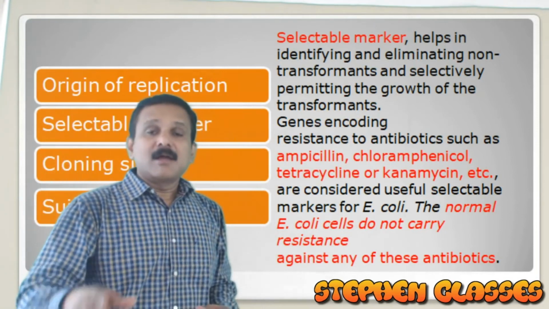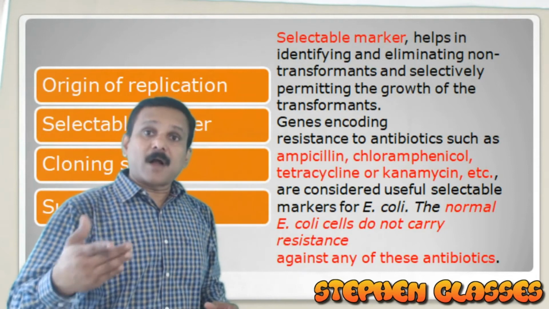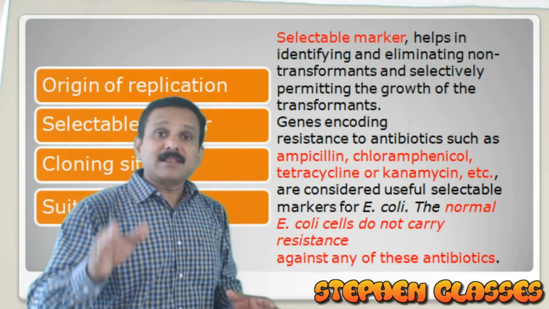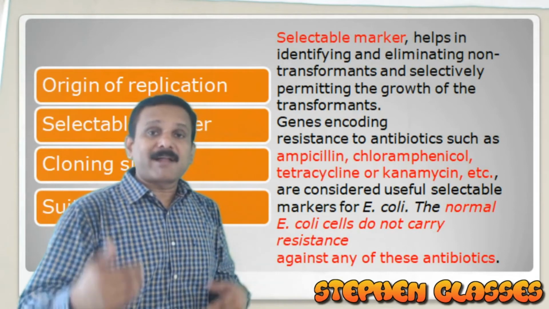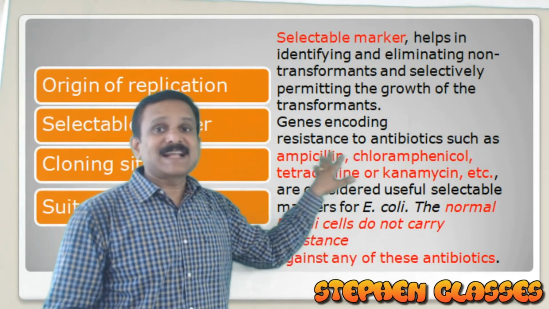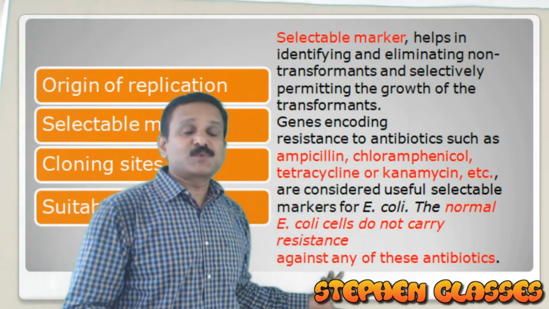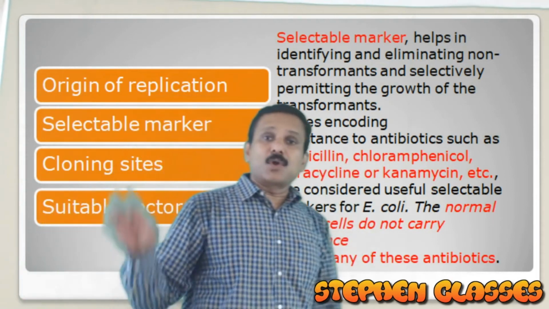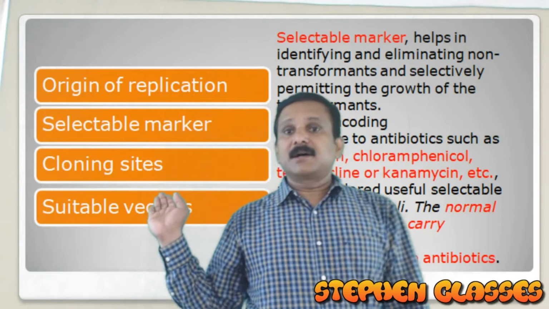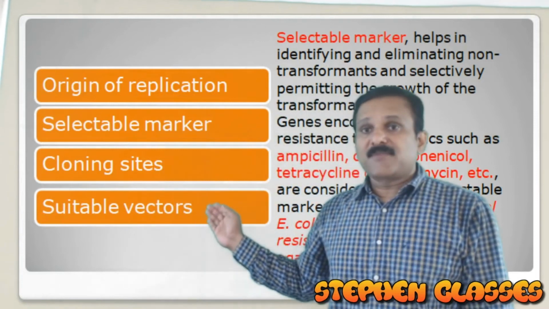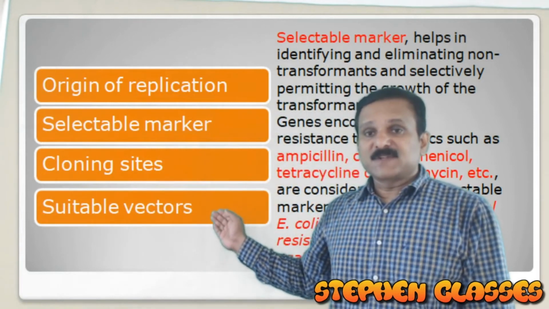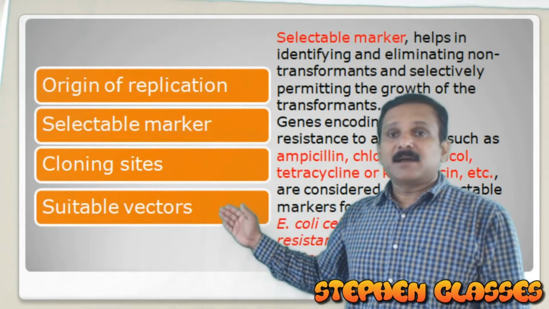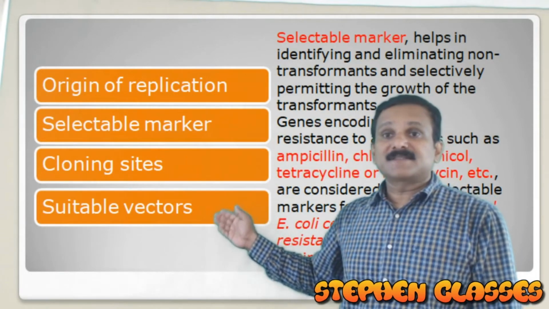And later on, among transformants there will be recombinants and non-recombinants. And we will be isolating only the recombinants from non-recombinants. So for that, selectable markers are very much useful. Okay, so cloning vectors will have cloning sites also, and the vector should be suitable for plants as well as for animals. That is what is meant by suitable vectors over here.